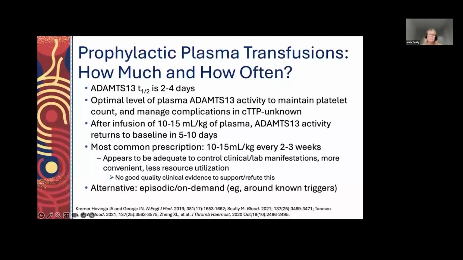And how often? The most common prescription based on the long half-life of ADAMTS13 is 2 to 3 weeks. So yes, this possibly could control clinical and laboratory manifestations. It's more convenient and there's less resource utilisation. And there's no evidence to support or refute the exact timing. But is it enough? The alternative is just to give patients therapy episodically on demand and around known triggers. So for example, if they have a viral infection or a procedure.